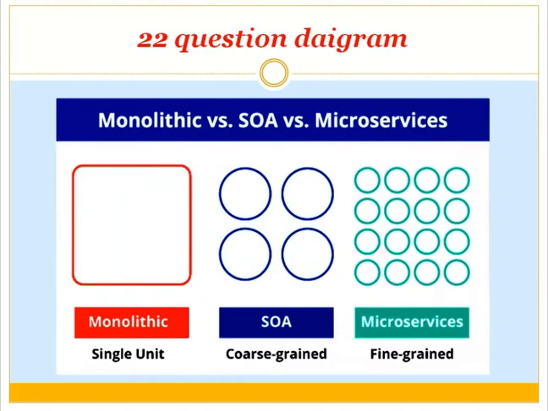This is a diagrammatical representation of the monolithic application, SOA and microservices. A monolithic application is a single unit, SOA means coarse grain, when there are 2, 3 or 4 services, and microservices means a number of services, fine grain.